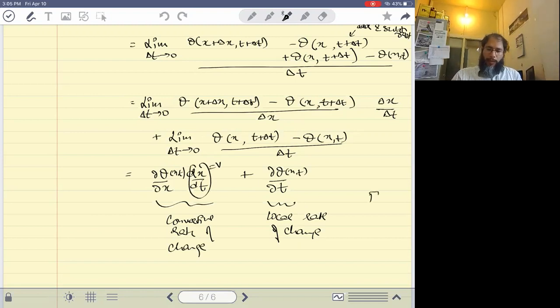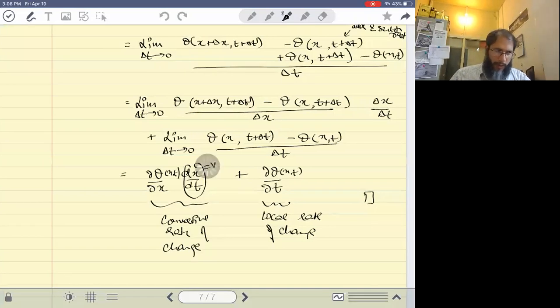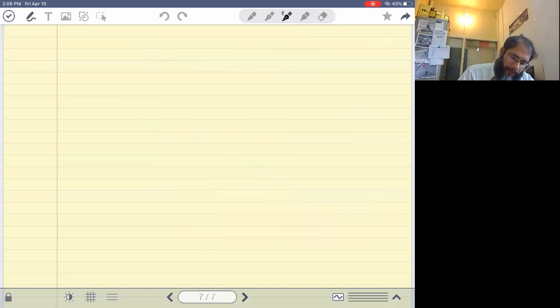So that completes the proof of showing that the material derivative, which is the rate of change of theta if you sit on a material particle capital X, is nothing but the sum of the local rate of change and the convective rate of change in the Eulerian coordinate system. So that completes our discussion on material derivatives. Do we have any questions? Okay, if there's no question, then we will start with the next topic, which is deformation gradient.